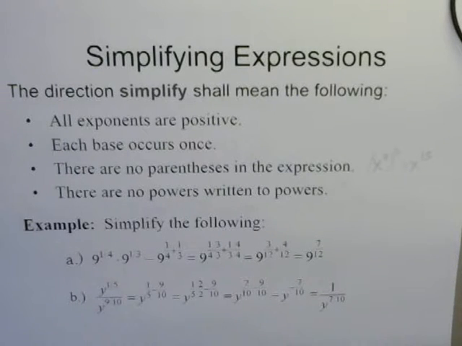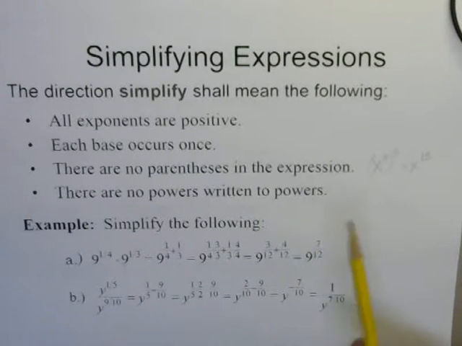Some examples would be like, let's say you've got 9 to the 1/4 times 9 to the 1/3. Because the bases are the same, you would just add the exponents together. In this case it's a little bit tricky because you have fractions, but the common denominator would be 12. So 1/4 would become 3/12, and 1/3 would become 4/12. That would give you 9 to the 7/12. And then you're done, right? That exponent's positive, there's just one base, there are no parentheses and no powers written to powers. So that would be simplified.